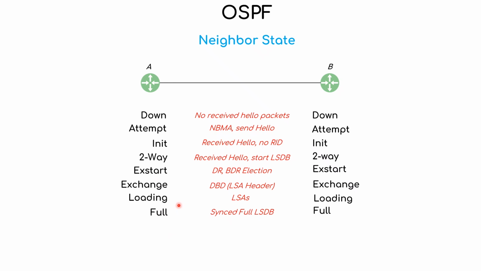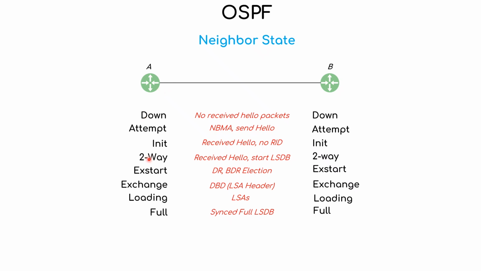Okay. We have the Init state. In this state, the router receives a hello packet from its neighbor, but the hello message doesn't contain its router ID. For example, router A receives the hello message from router B and checks the hello message, but it doesn't see its own router ID in this hello message. So they need to move to the next step, two-way.